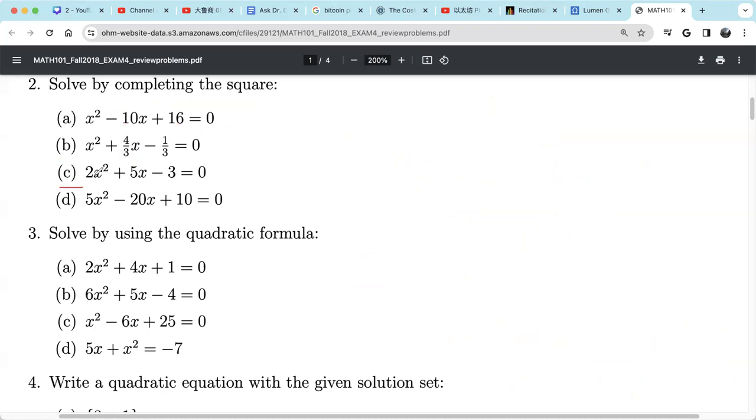So first, we want to divide by 2, because we want to make the coefficient of x squared to be 1. So divided by 2, we get x squared plus 5/2x minus 3/2 equals to 0. Now we think, what is 5/2 divided by 2? It's the same as multiplying by half, right? So 5 times 1 is 5, 2 times 2 is 4, so 5/4. So we want to add 5/4 squared and subtract 5/4 squared.